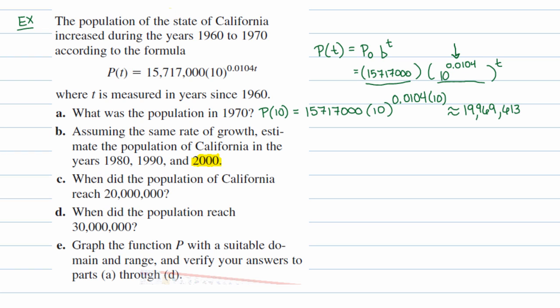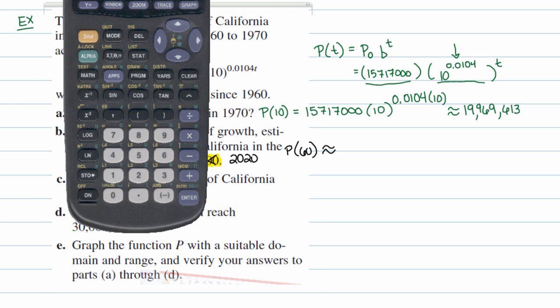2020. Let's see, according to this, what the population in California would be in 2020. So how many years after 1960 is that? Well, that's 60 years after 1960. So I'm going to just plug that into, again, this function. All this you should be able to do. This should be old hat to everybody, but it's still kind of fun and interesting. So let's go ahead and do this.